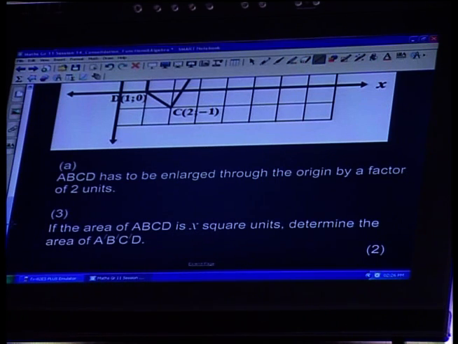Now, they say to us that the area of our original quadrilateral is x square units. And now they want us to determine the area of the enlarged quadrilateral in terms of x. Now, guys, this is very important. What we need to remember is that area is, in fact, length times breadth. Now, I have taken each of the sides of this quadrilateral and I've made it twice as long by enlarging it by a factor of 2. However, it's going to have a different effect on the area.